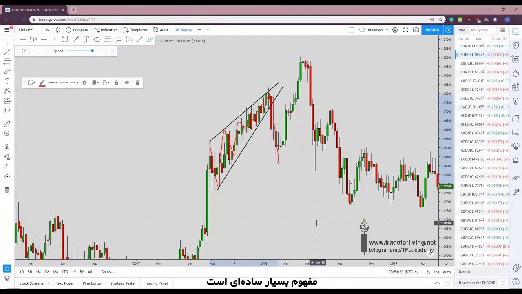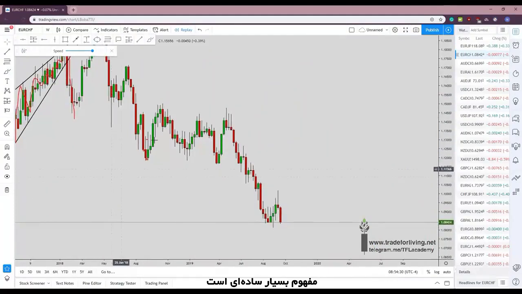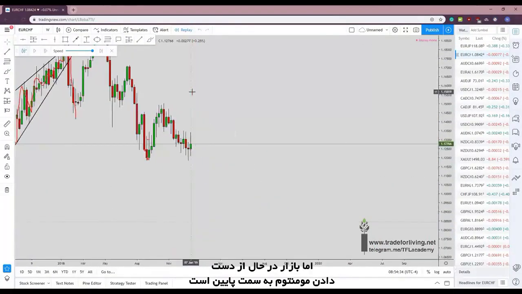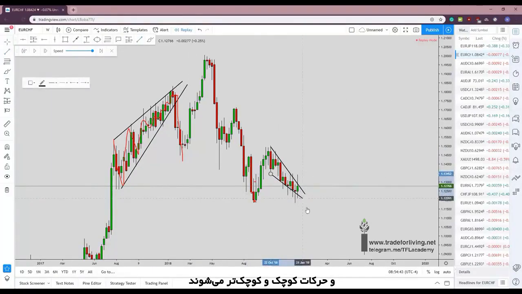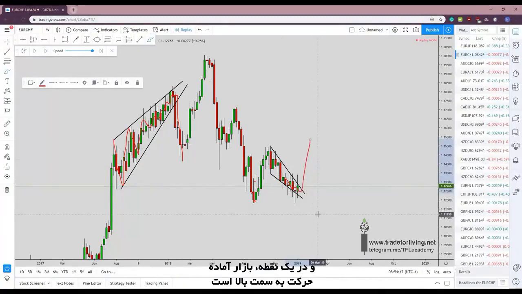Very simple concept. And again, you can see it also here, but to the upside. So basically the market is losing its momentum to the downside, and the pushes keep getting smaller and smaller, and at some point the market is ready to push to the upside.